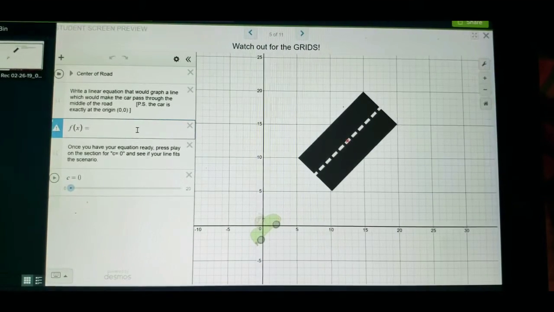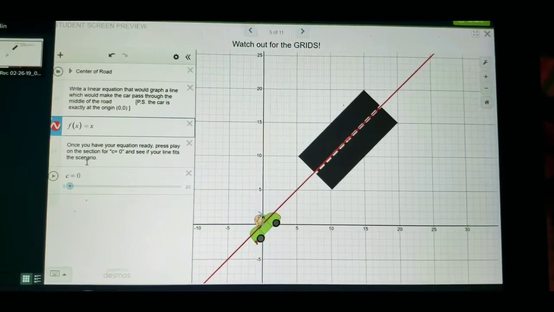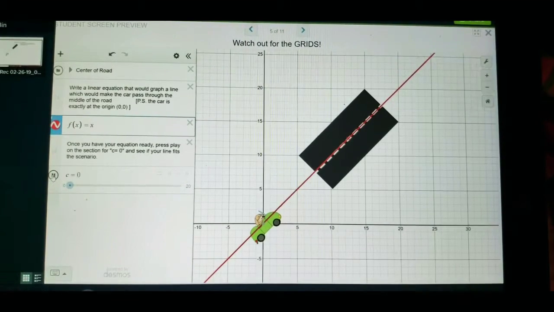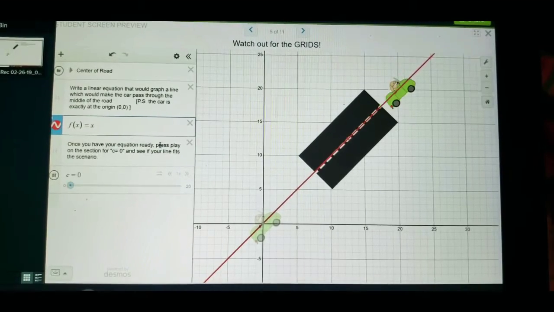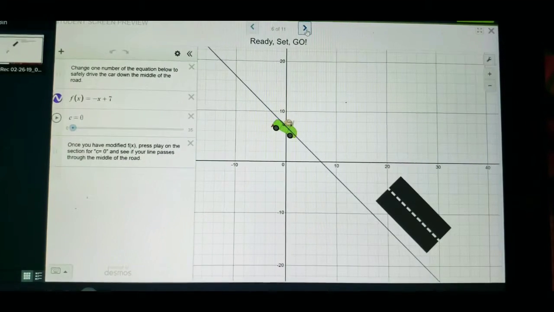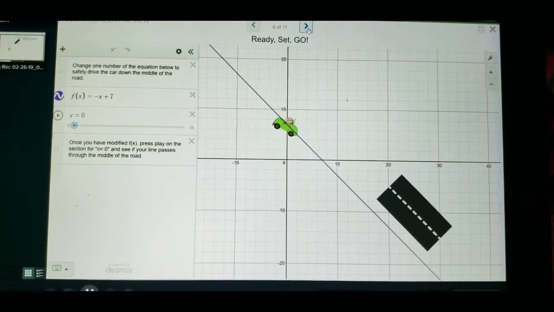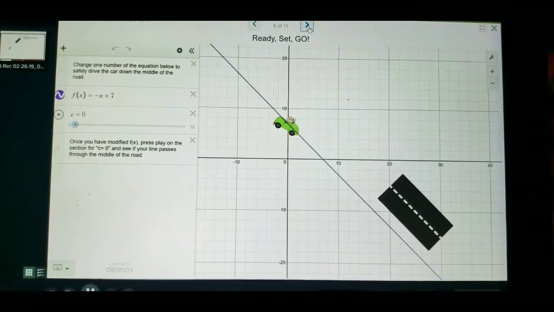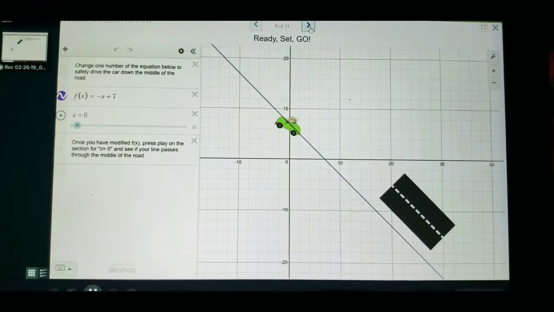Then once they complete this and actually find the correct equation, they can press play and they will see that, yeah, when they get the right answer, their car will pass through the middle of the road. In the next slide, you are already given an equation that you must modify in order to make the car pass through the middle of the road. This helps them visually understand the effect that changing the y-intercept or the slope has on the given graph line.